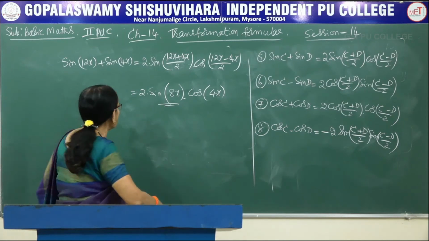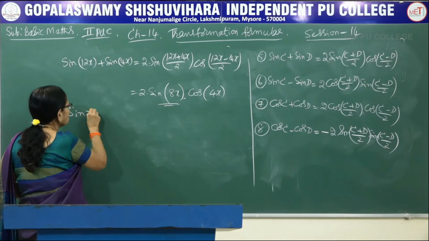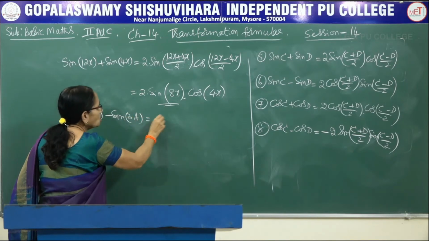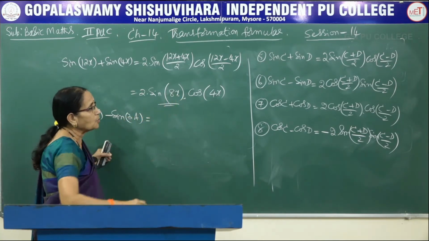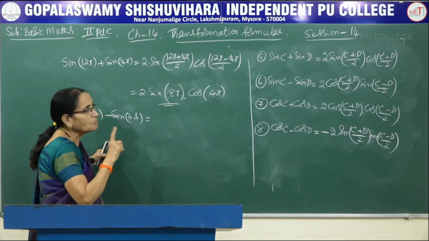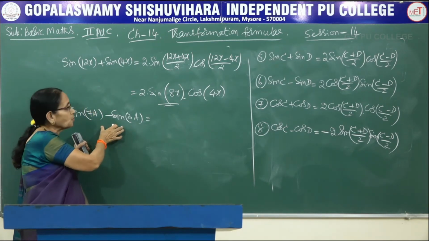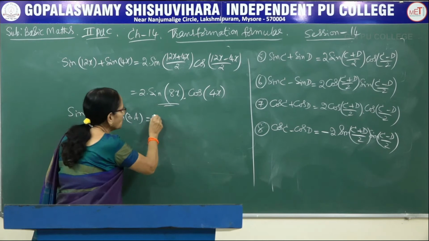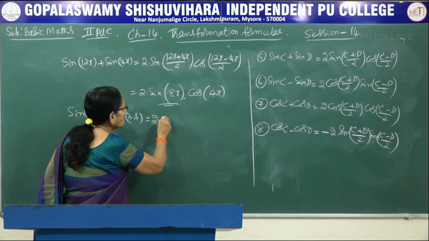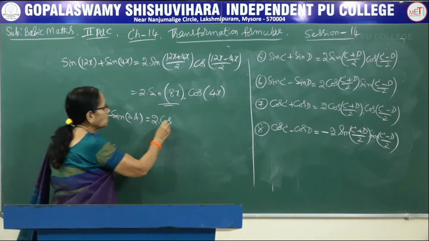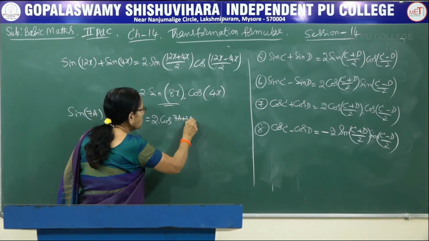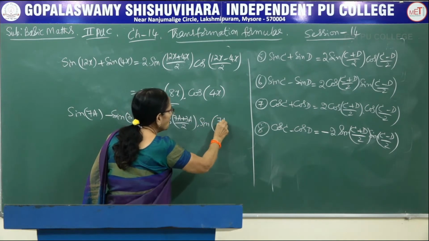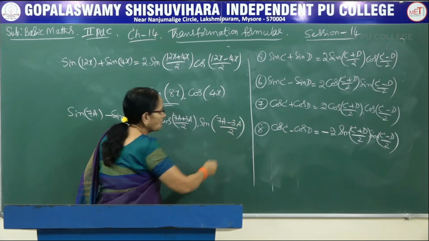Now, let me take another problem. Sin of 7a minus sin of 3a. Now, look at the right hand side here. We are having a formula, the sixth one, sin C minus sin D. It is a difference of the 2 sin functions. So, here again we are getting a mixed product, but cos comes first, sin comes afterwards. So, 2 times, 2 is common, cos of C plus D by 2, 7a plus 3a divided by 2, into sin of 7a minus 3a divided by 2.